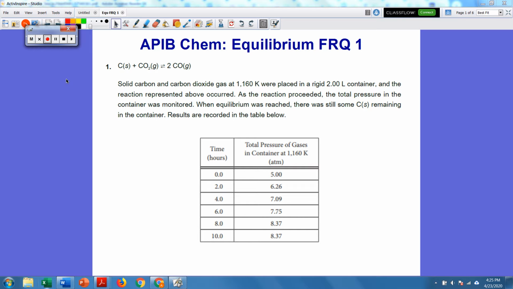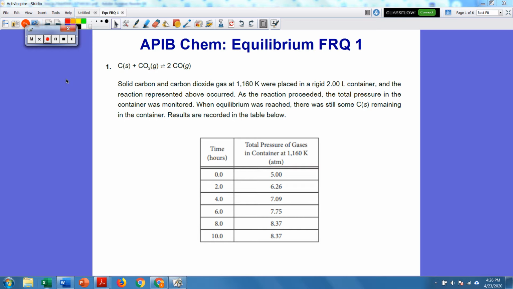for this problem. So what I want you to see here in this table is that we have a starting pressure. At the beginning of this experiment, that starting gas pressure was entirely the carbon dioxide. So we started with just the carbon dioxide gas. So that is the pressure of our initial amount of carbon dioxide. And that's going to come up later.